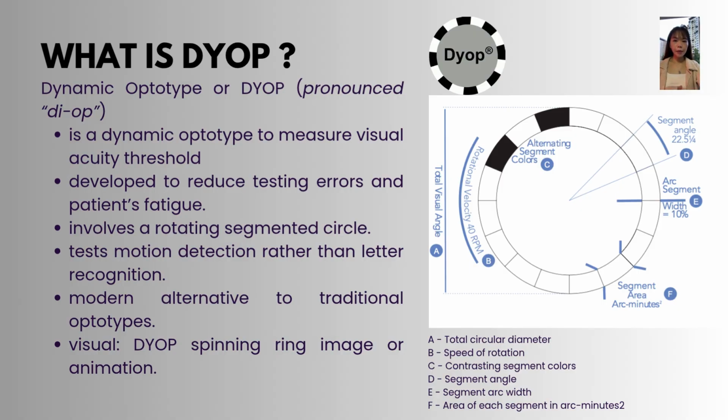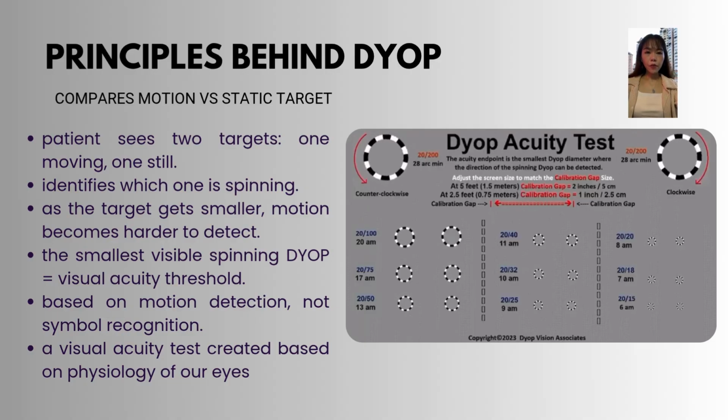Dyop stands for Dynamic Optotype. Unlike traditional charts that use letters or symbols, Dyop uses a moving segmental ring. Patients need to identify the direction of rotation, either clockwise or anti-clockwise. It is movement-based rather than language-based. It is more objective and suitable for a wider range of patients, including children and those who may not be able to read letters.